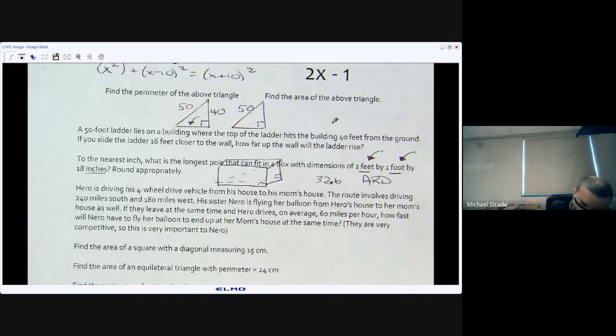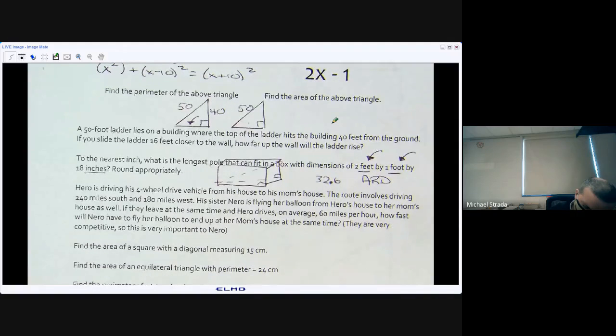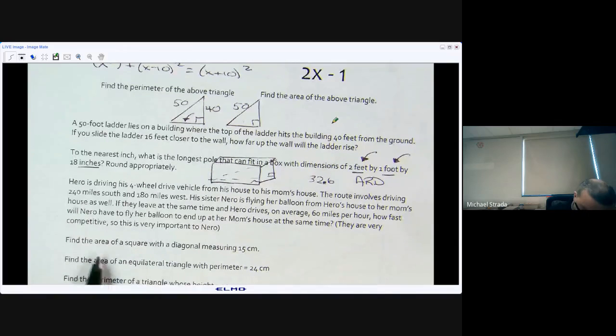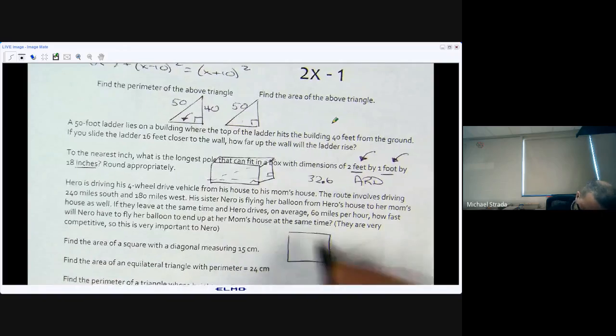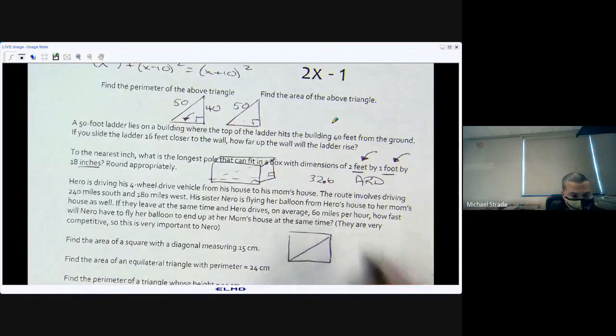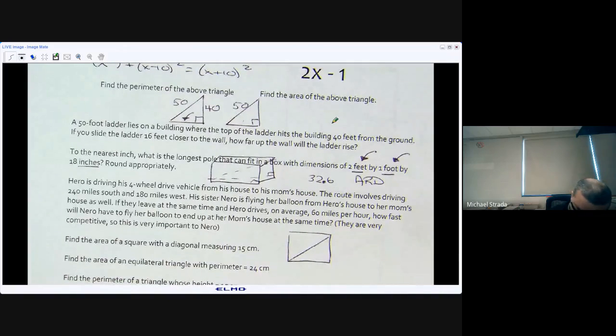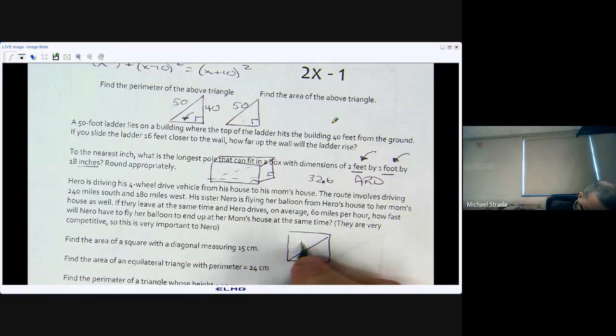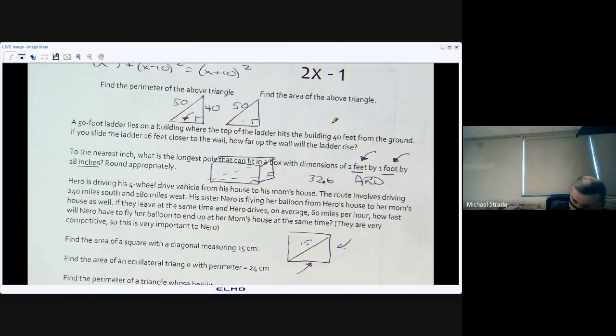Find the area of a square. We're going to skip the word problem because it's just like the one we did yesterday. If you need a reference, check the video. Find the area of a square with a diagonal measuring 15 centimeters. Please realize diagonal of a square turns it into an isosceles right. And if they give you that 15 centimeters, you should be able to get that side and that side. Notice it does not say to round, so please leave your answers inexact.